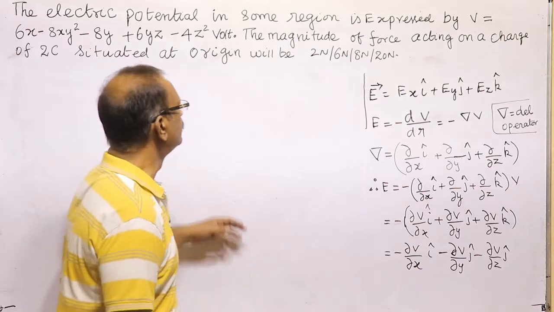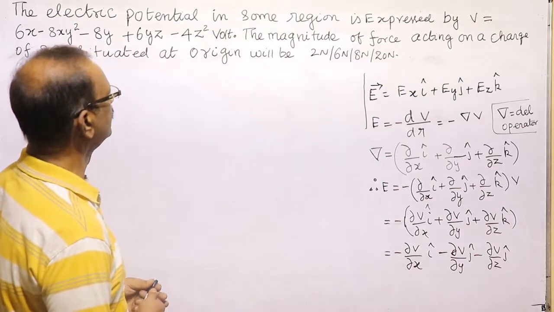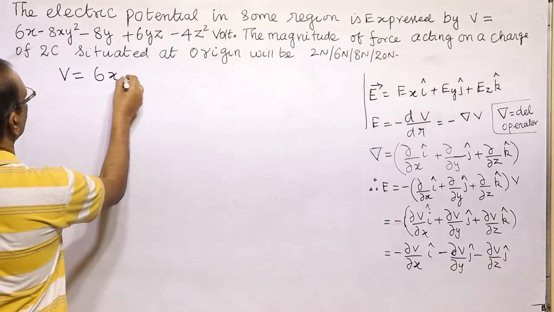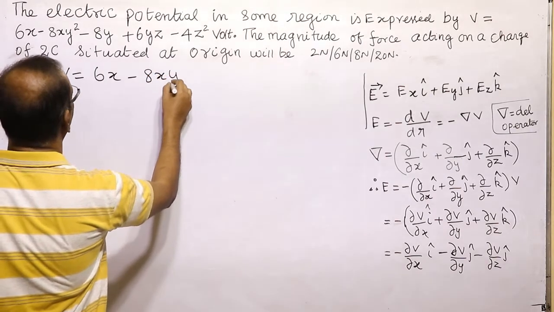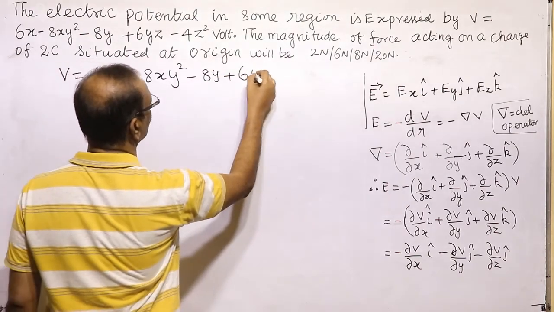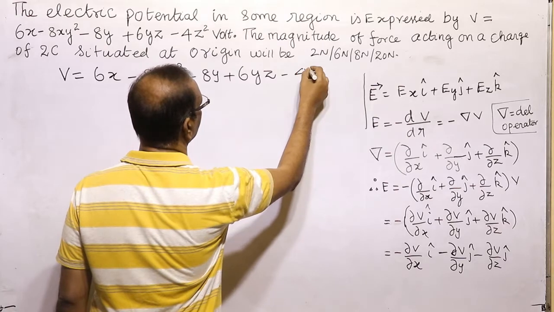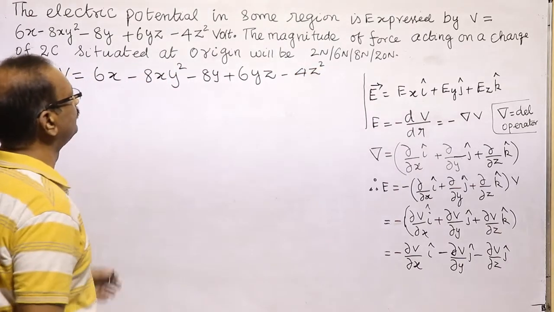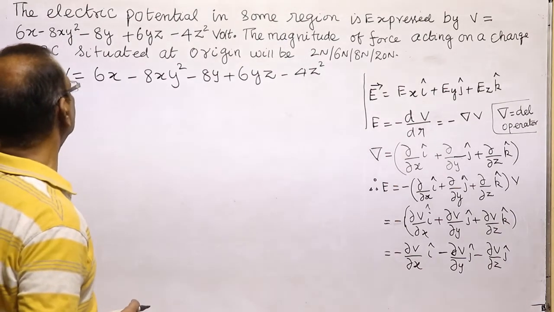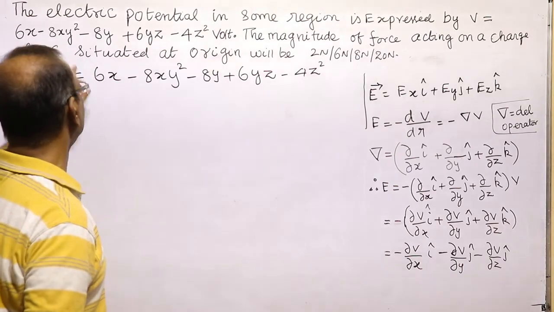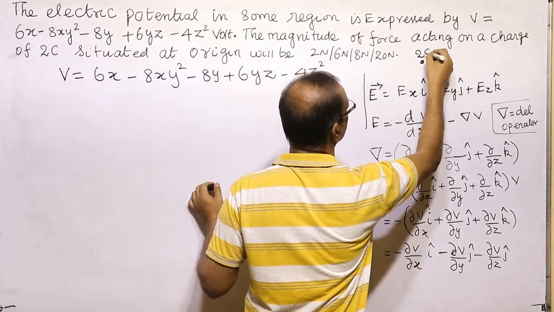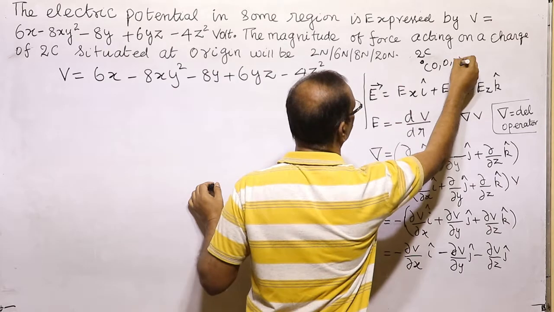Welcome student. In this numerical, the electric potential in some region is expressed by 6x minus 8xy square minus 8y plus 6yz minus 4z square. This is the value of potential. Find the magnitude of force acting on the charge of 2 coulombs situated at the origin. It means the charge of 2 coulomb is situated at the origin.